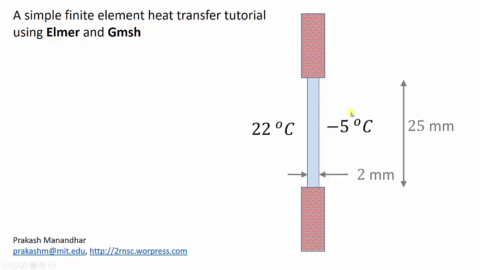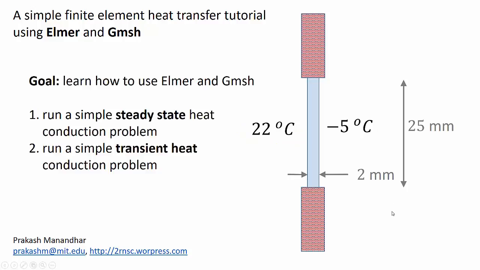And to start with, we'll start with this very simple condition where on the outside is very cold, -5 degrees Celsius, and on the inside is a warm 22 degrees Celsius. I'm starting with this simple problem because the goal of this tutorial is to learn how to run a steady state heat conduction problem and a transient heat conduction problem using these software platforms that are openly available. And I didn't want to complicate the problem by introducing complex boundary conditions and geometries.